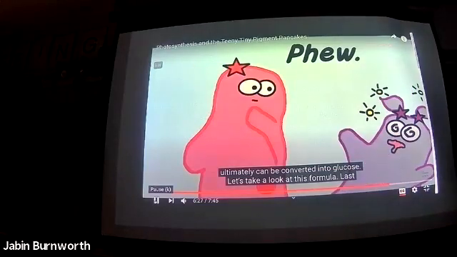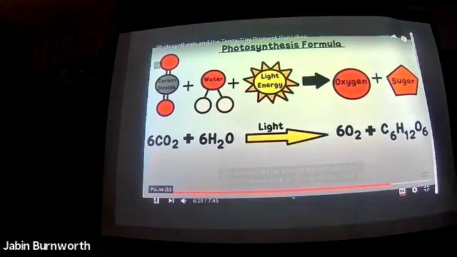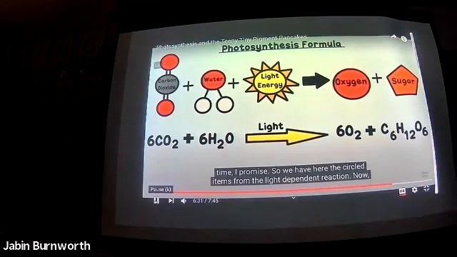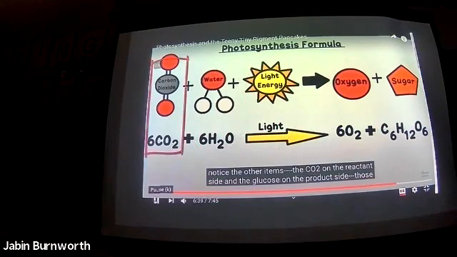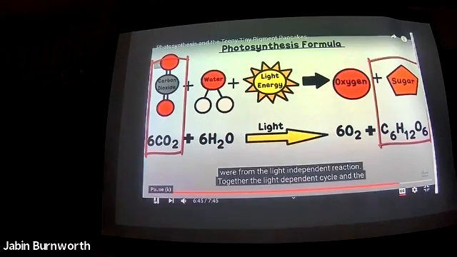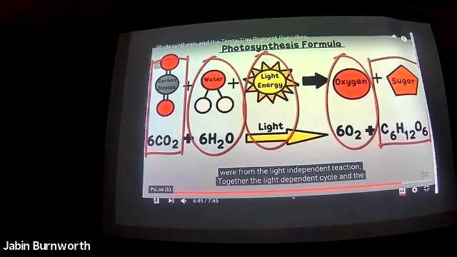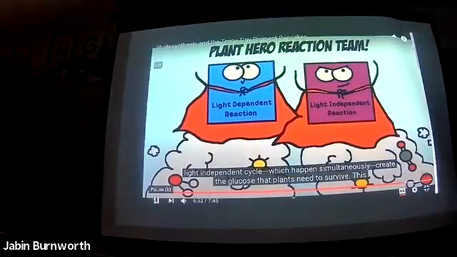Phew. So let's take a look at this formula. Last time, I promise. So we have here the circled items already that came from the light-dependent reaction. Now notice the other items, the carbon dioxide on the reactant side, and the glucose, which was on the product side, those were from the light-independent reaction. Together, the light-dependent reaction and the light-independent reaction, which happen simultaneously, create the glucose that plants need to survive.